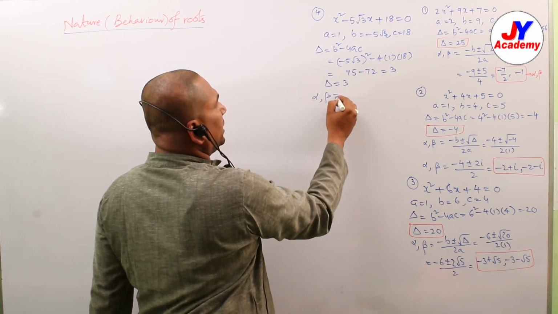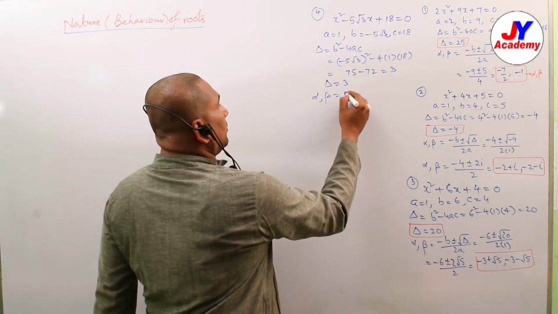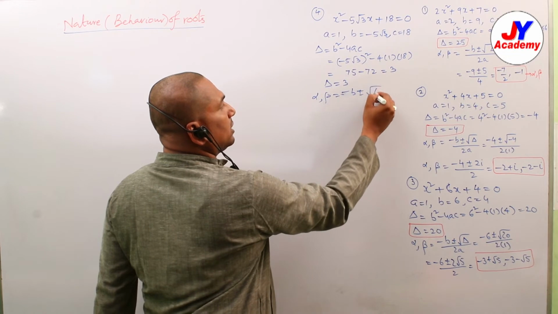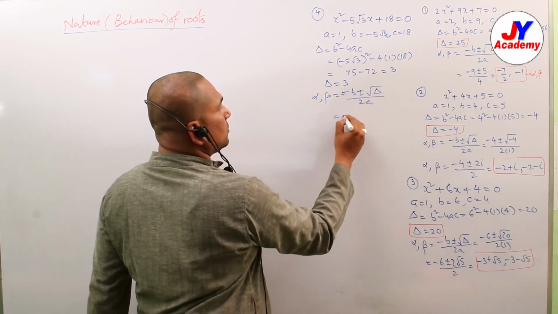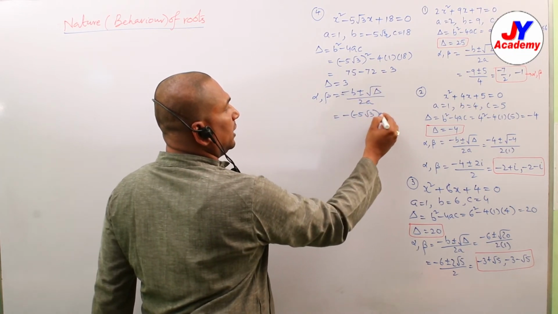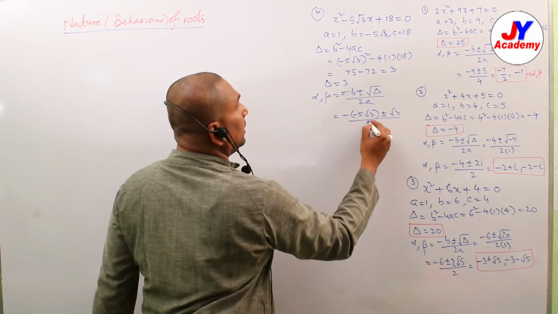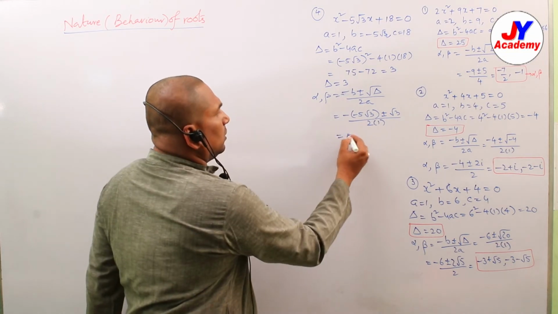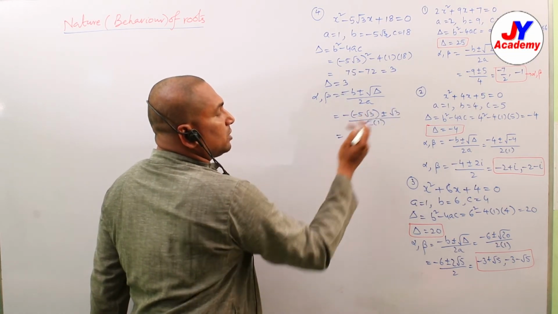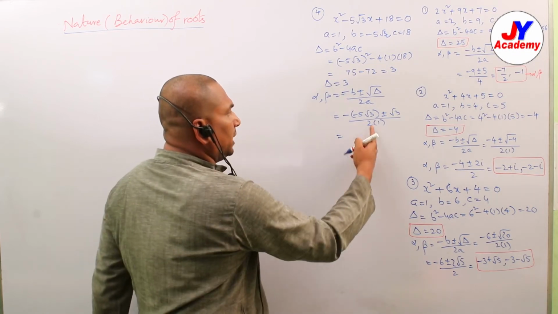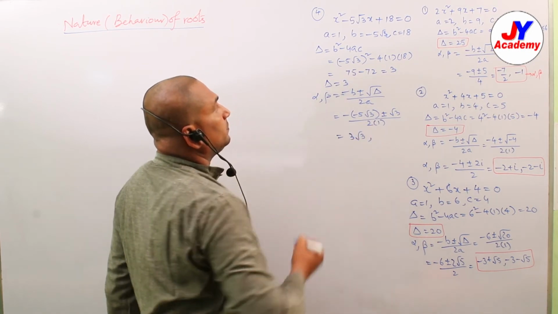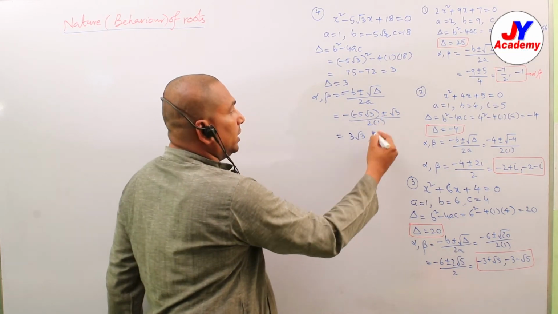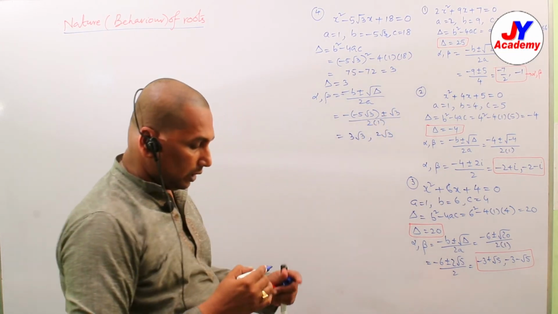So what is alpha beta? Minus b plus or minus root delta by 2a. So minus of minus 5 root 3 plus or minus root 3 by 2 into 1, 2a. Okay Nandi? Now 5 root 3 plus root 3 is 6 root 3, 6 root 3 by 2 is 3 root 3, comma 5 root 3 minus root 3 is 4 root 3, 4 root 3 by 2 is 2 root 3. So here what do you observe?